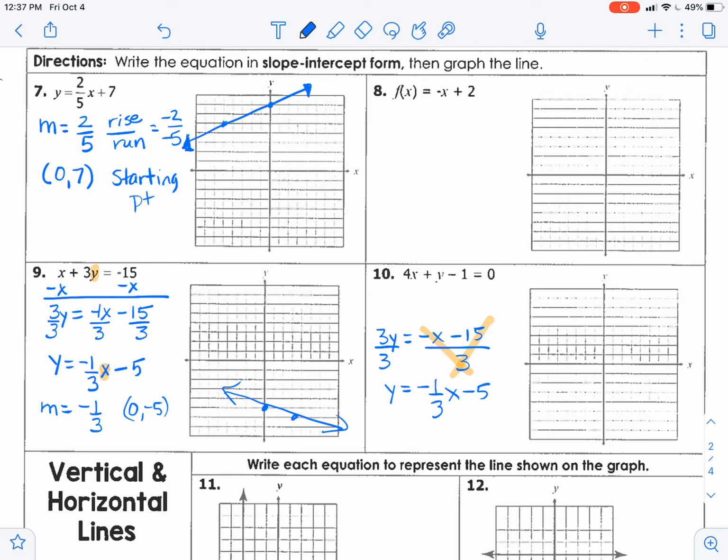Okay, so that is changing from any form to slope-intercept form and then graphing. And hopefully that's a review and you're not struggling too much with it. But if there is something, let me know.